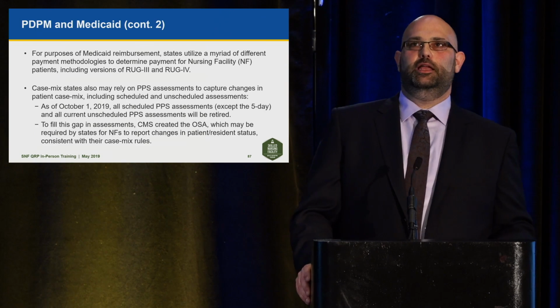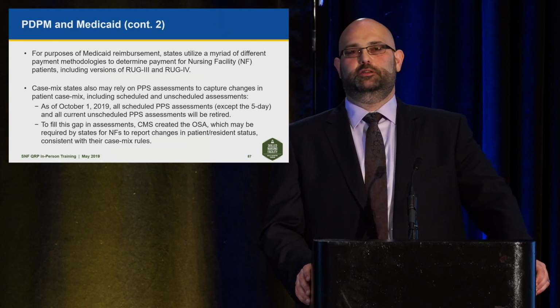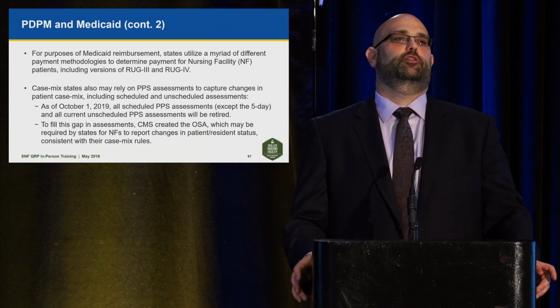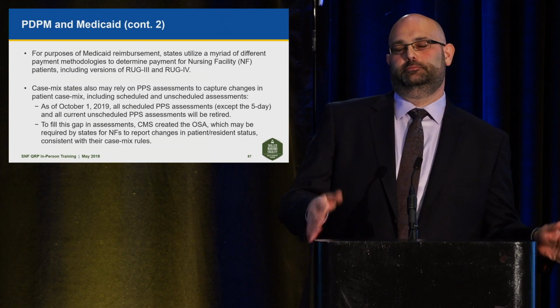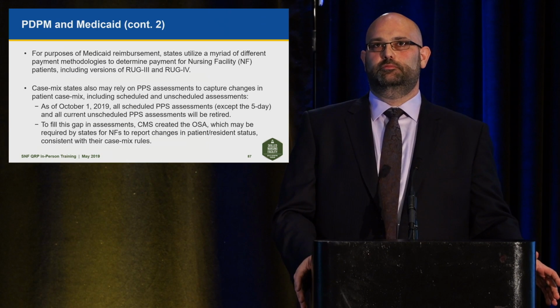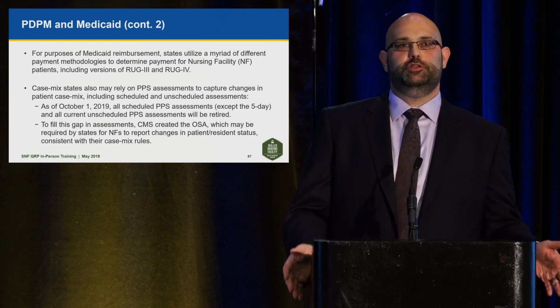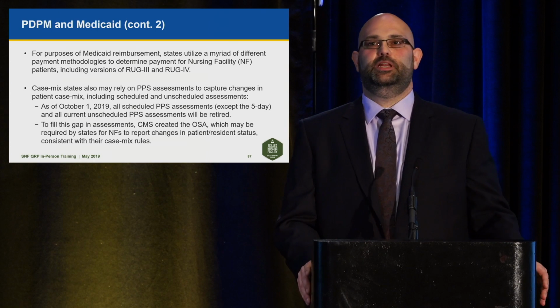The second one, and one that's probably, I would argue, a little bit more complex, is in terms of Medicaid reimbursement. Those case mix states that use one of those legacy systems like RUG-III or RUG-IV as the basis for payment. Because again, we are moving away from that. But there are states that currently don't have the data to be able to contemplate a transition to PDPM. And so the question was, what do those states do in the interim between when they can actually transition to PDPM and now?